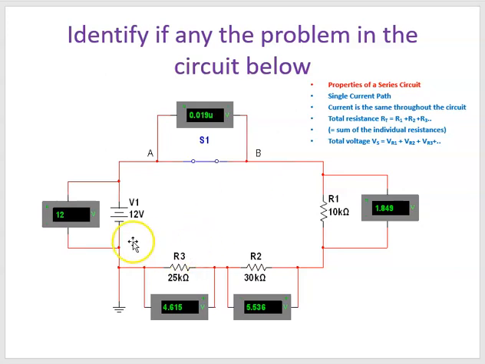Let's start with the power supply. We have a 12 volt DC supply voltage, and we're measuring 12 volts across that. So we know that's good. We're measuring 0 volts across the switch. That tells us that the switch is closed.